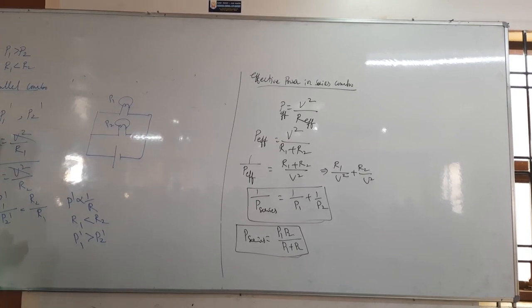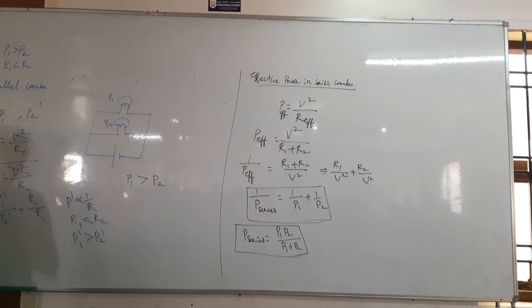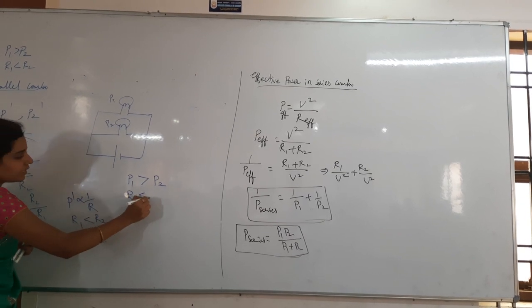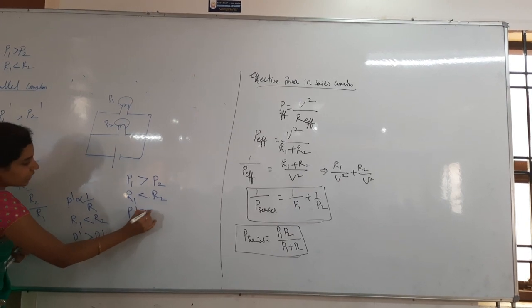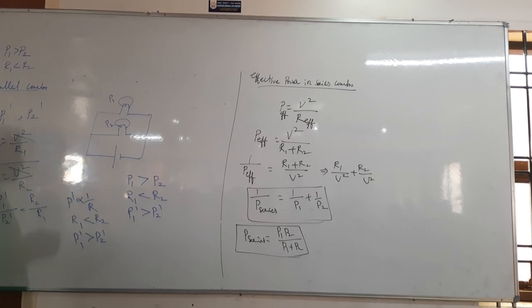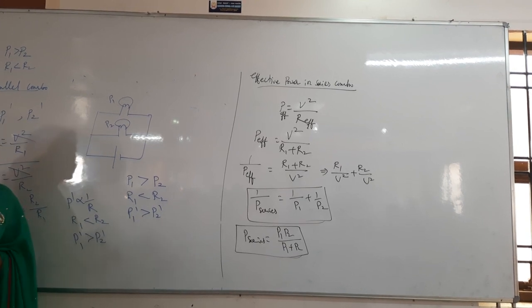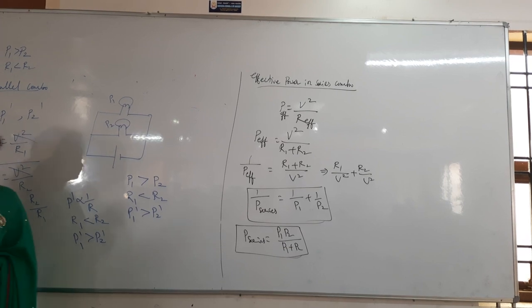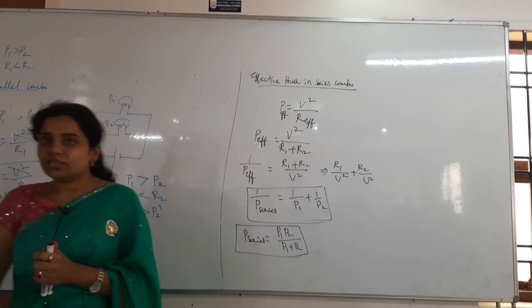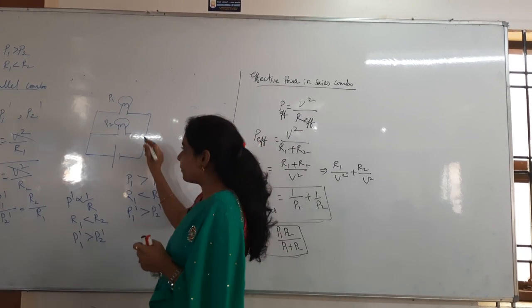Altogether, we already know that P1 is greater than P2. From that, R1 is lesser than R2. If R1 is less than R2, then P1 dash is greater than P2 dash. The bulb having more rating will give more brightness, and the one having less rating will give less brightness. You understand, right? In series combination, what we said? Less wattage means more brightness. In this, more wattage means more brightness. Now this is about the parallel combination.